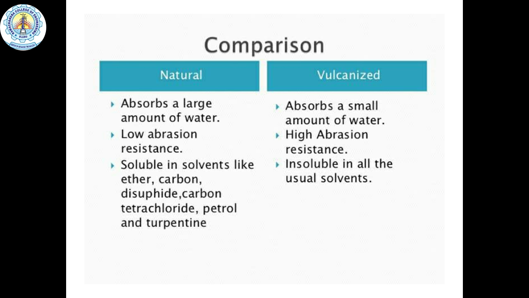Natural rubber absorbs a large amount of water. Vulcanized rubber absorbs a small amount of water. Natural rubber has a low abrasion resistance and vulcanized rubber has a high abrasion resistance. Natural rubber is soluble in solvents like ether, carbon disulfide, carbon tetrachloride, petroleum, etc. Coming to the vulcanized rubber, it is insoluble in all the usual solvents. This is about natural rubber and vulcanized rubber.